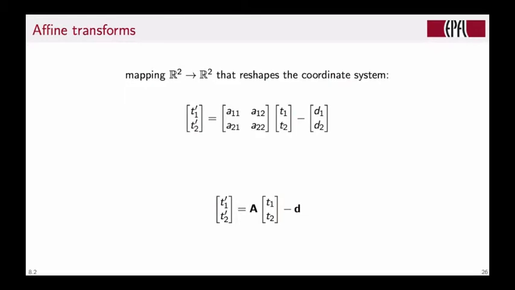An affine transform is a mapping that reshapes a coordinate system. In our case we're talking about images, so we're interested in a mapping from R2 to R2. An affine transform is defined in terms of a 2x2 matrix and a translation vector. And the new coordinate pair is given by the multiplication of the matrix times the original coordinate pair minus the translation vector. In compact form, we will express it like so.